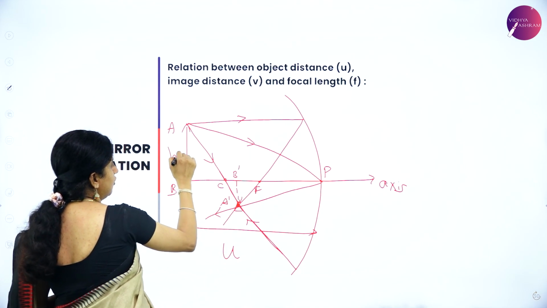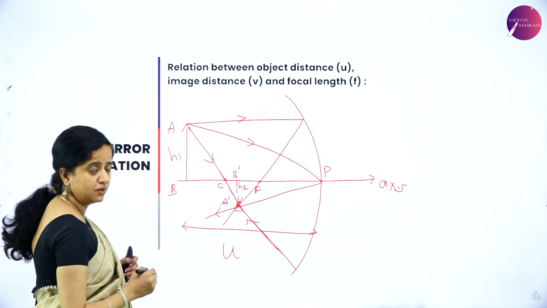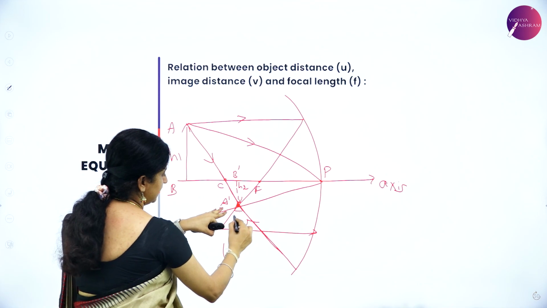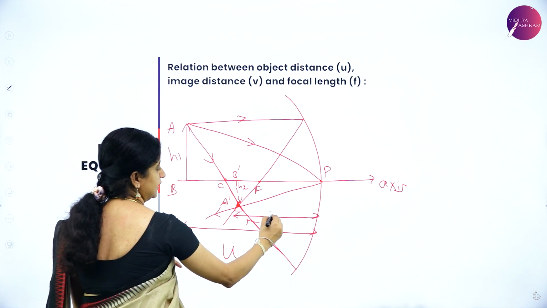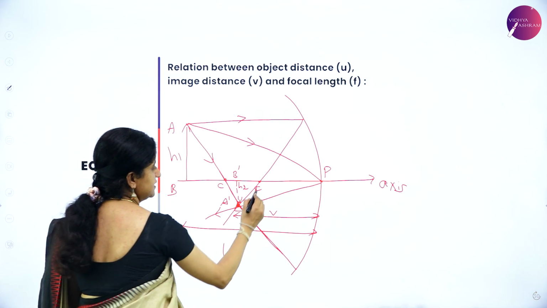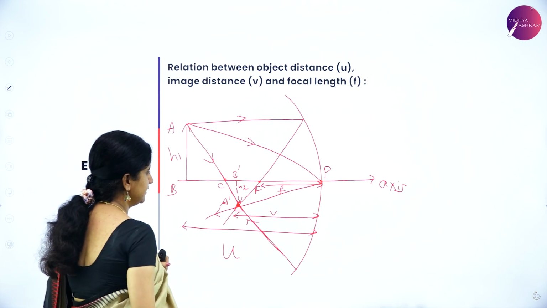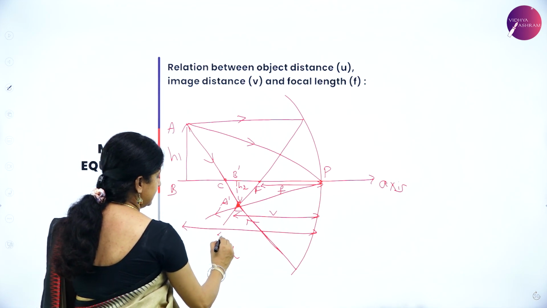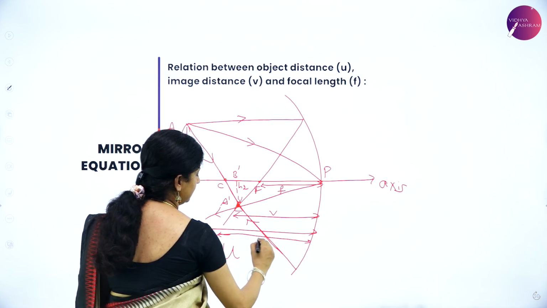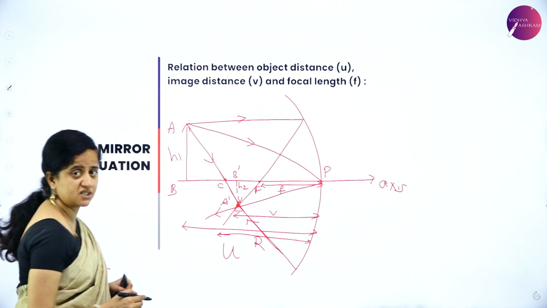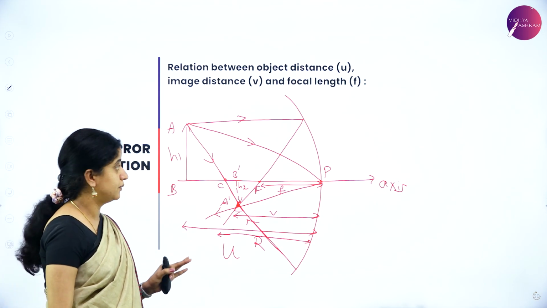Let the height of the object be h1 and the height of the image be h2. Now the distance between the image and the pole is the image distance. I'll call it v. The distance between the principal focus and the pole is the focal length. And the distance between the center of curvature and the pole is the radius of curvature. So this is the ray diagram to derive the mirror equation.